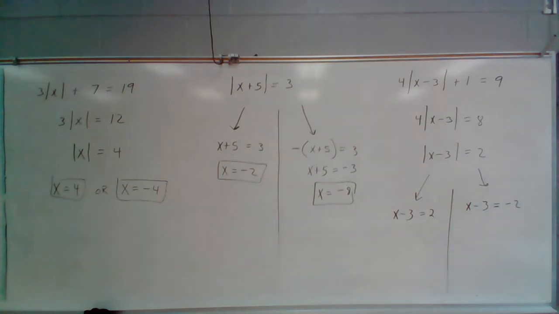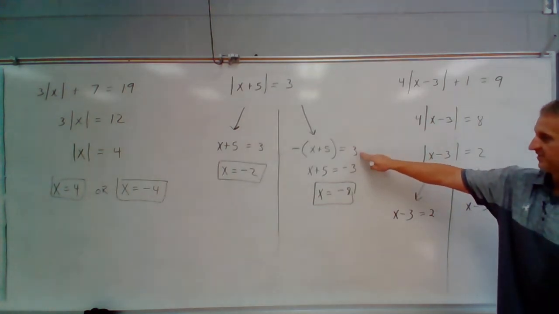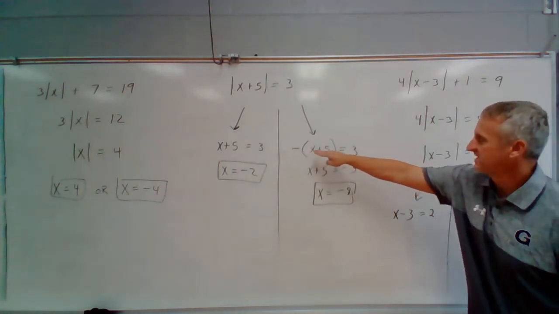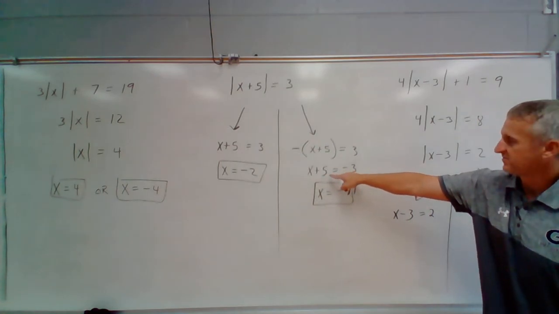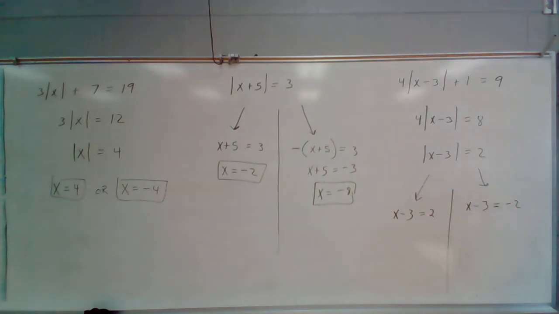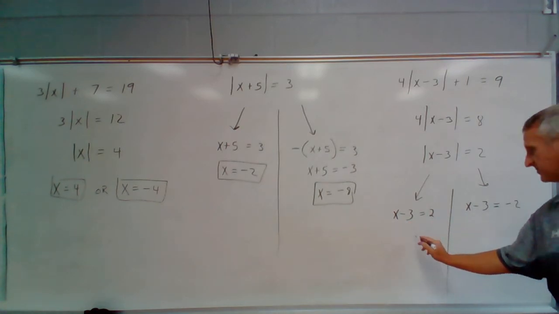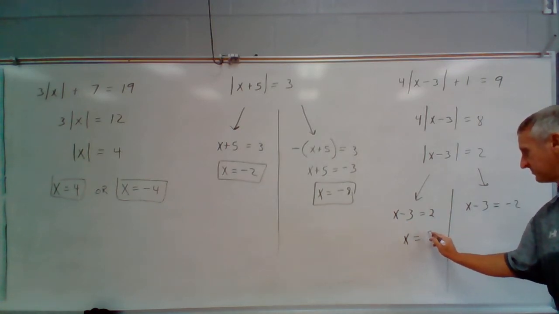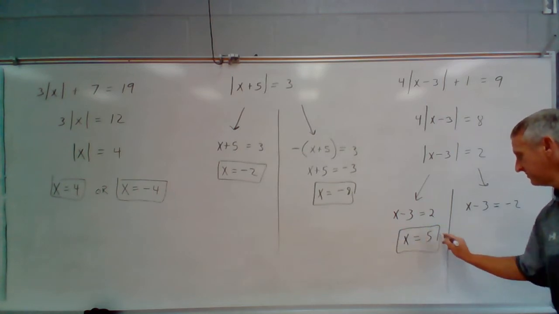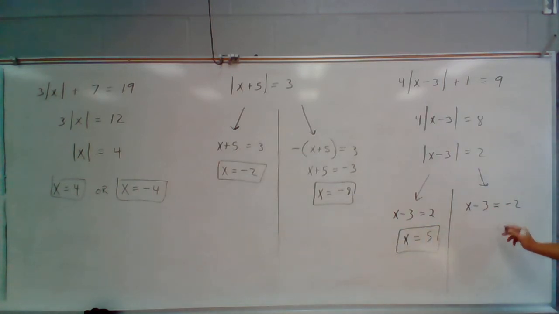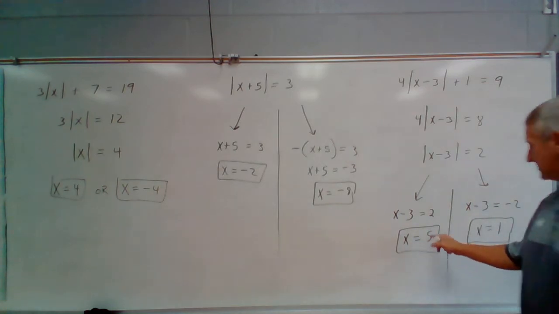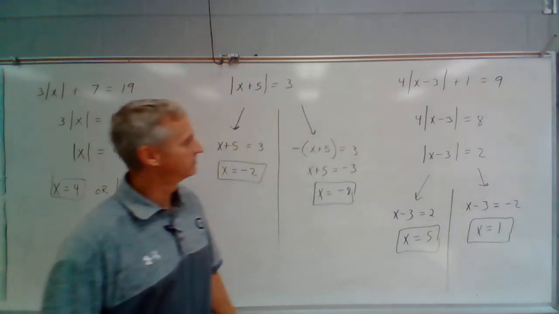Okay. I kind of skipped a step right here. Over here, I showed you the negative on that side. But then I multiplied both sides by -1, got the negative over here. So I kind of skipped that first step. All right, I'm going to add 3 to both sides. 2 plus 3 is 5. So there's one solution. Add 3 to both sides here. -2 plus 3 is 1. There's my second solution. So either x is equal to 5 or x could be equal to 1.